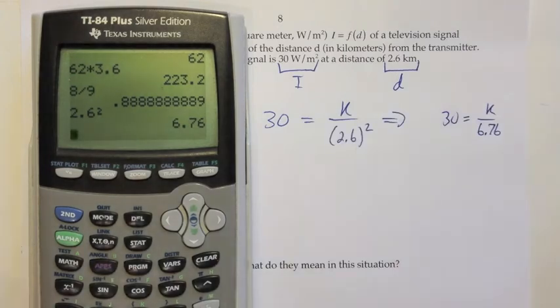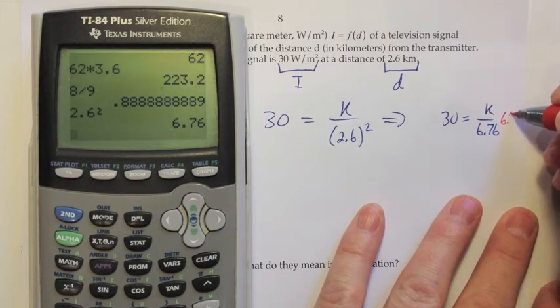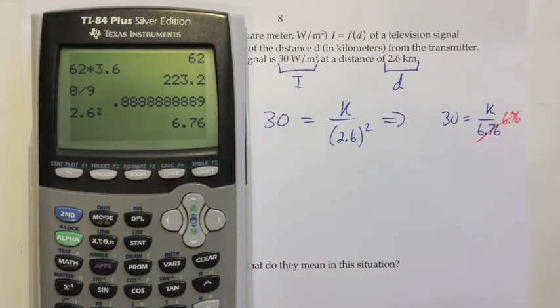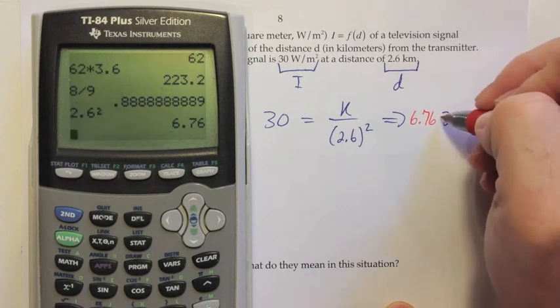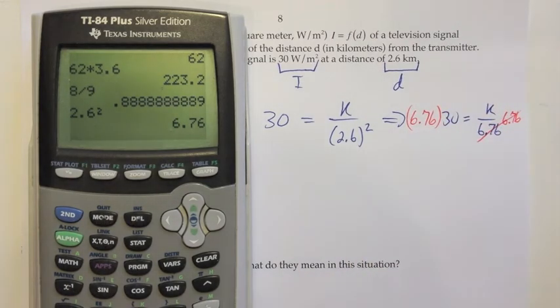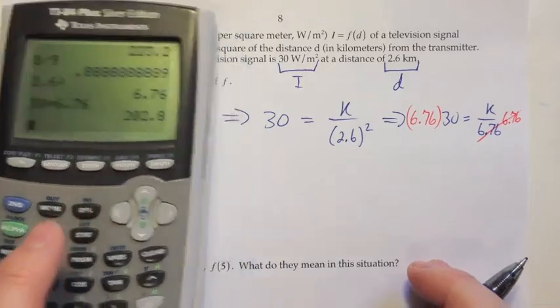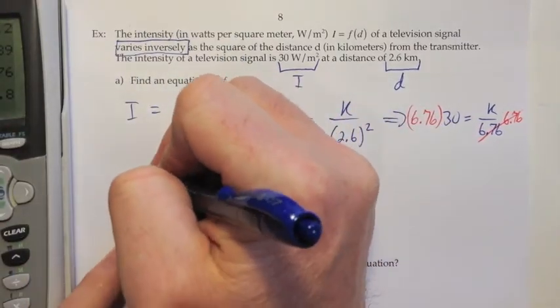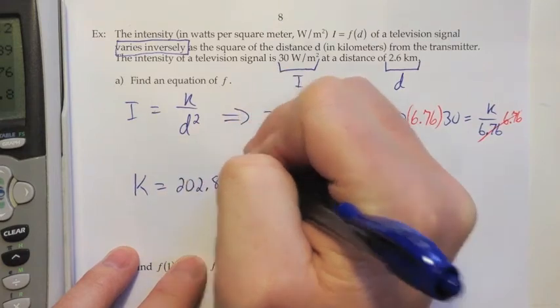And then, just like always ends up happening in these inverse variation problems, we want to cancel off that denominator, so I'd multiply both sides by 6.76. Did that on the right to clear fractions. I'll do it on the left just to keep things balanced. So k would be whatever this product is, so 30 times 6.76 looks like 202.8. So it looks like k is equal to 202.8.